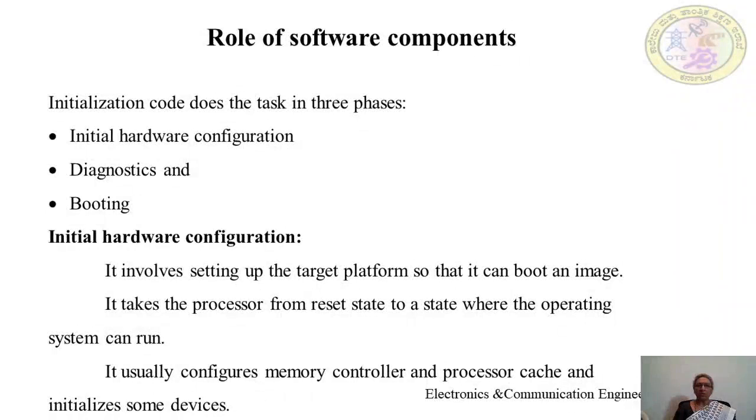The initialization code usually works in three phases, or the task can be organized into three different groups: initial hardware configuration, diagnostics, and booting. The initial hardware configuration sets up the target platform so that an image can be booted. That is, the OS resides in the ROM or flash ROM memory, and when it is operating from this ROM area, it takes up a lot of time.